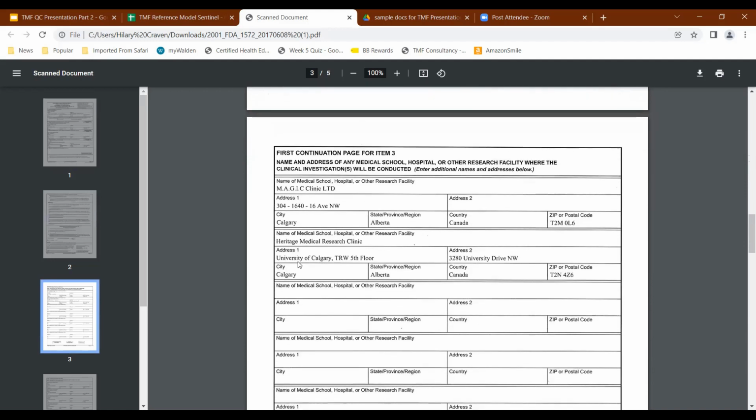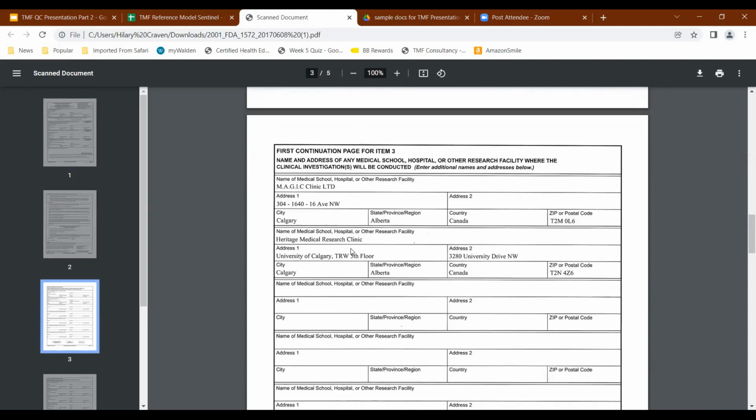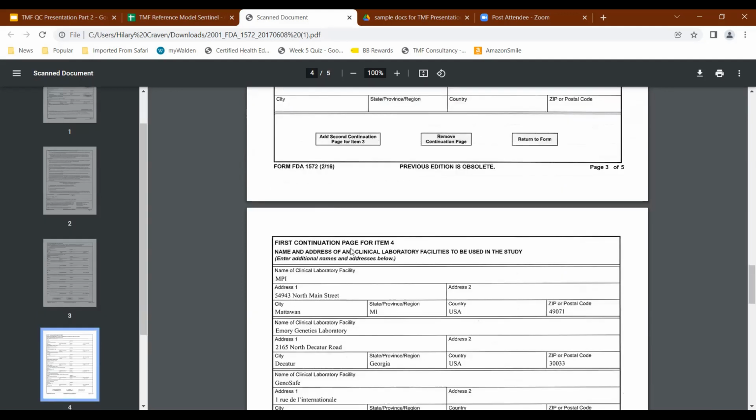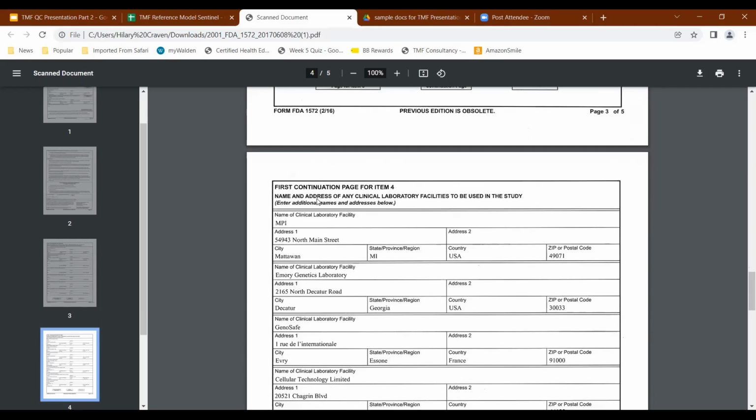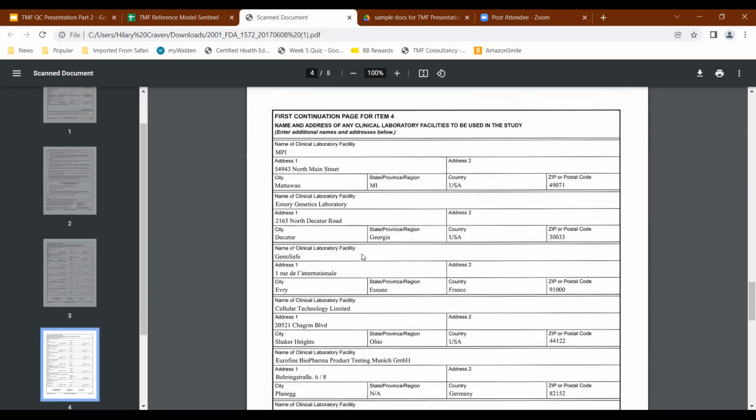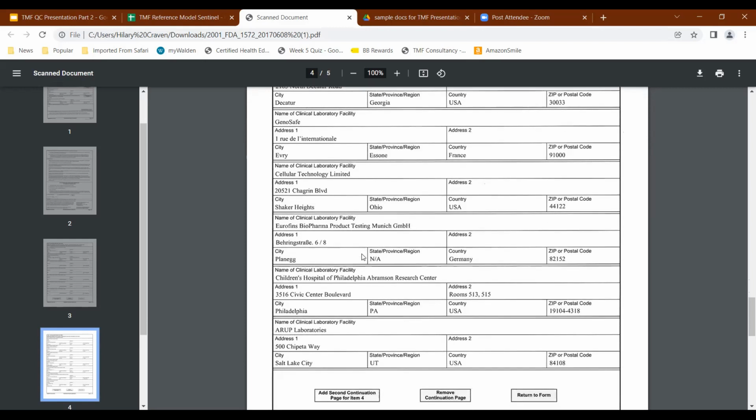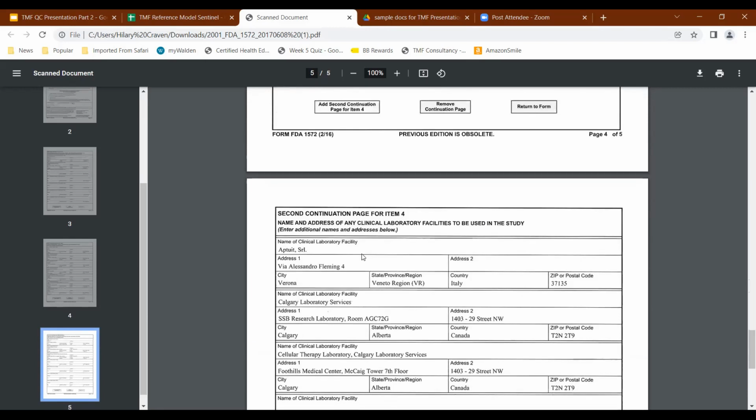So maybe it's the additional location. So we talked about satellite site. Maybe they put the satellite site here if it wasn't going to have its own 1572. So here are other locations. And then let's see what else we have. And then here are other labs. And yeah, that's about right.